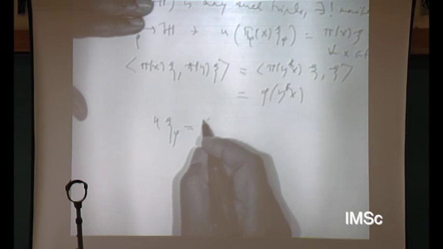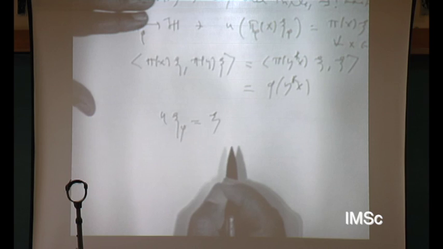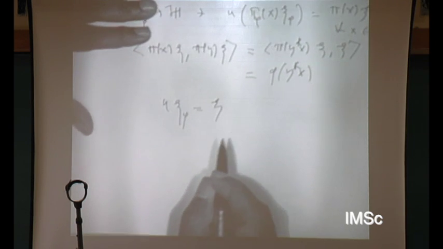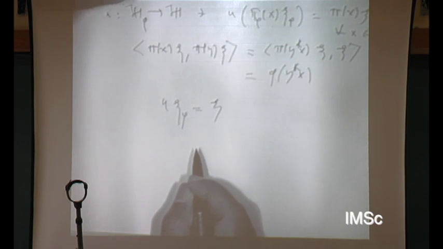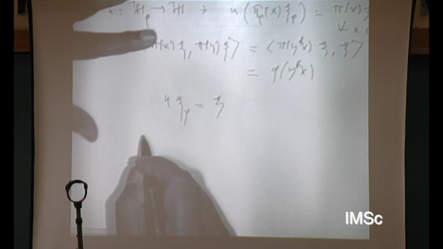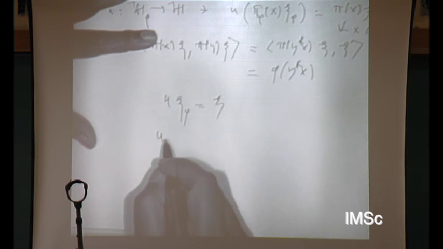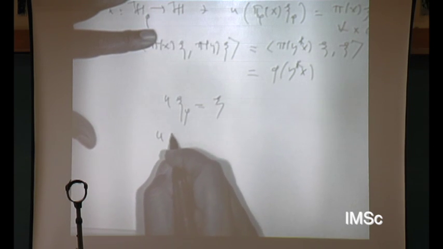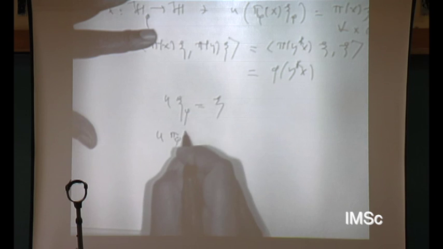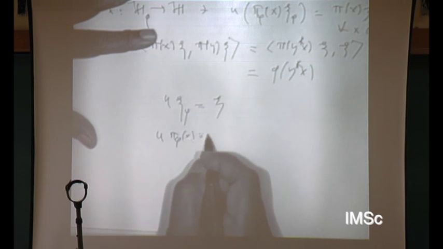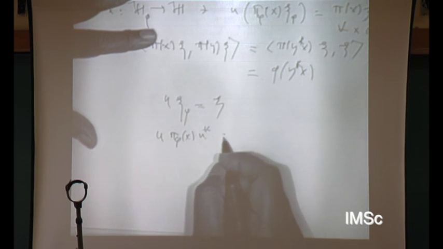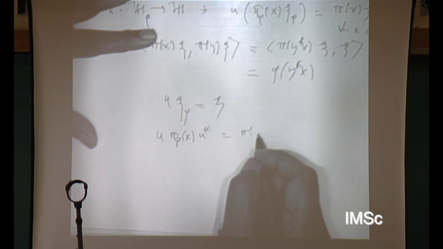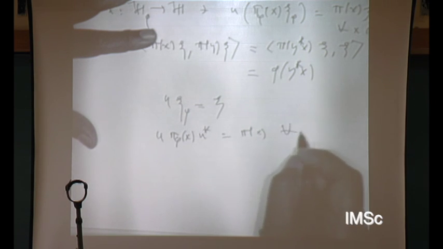Why? Put x equal to 1. Okay. And next I want to say that U pi phi x U star equal to pi x for all x.